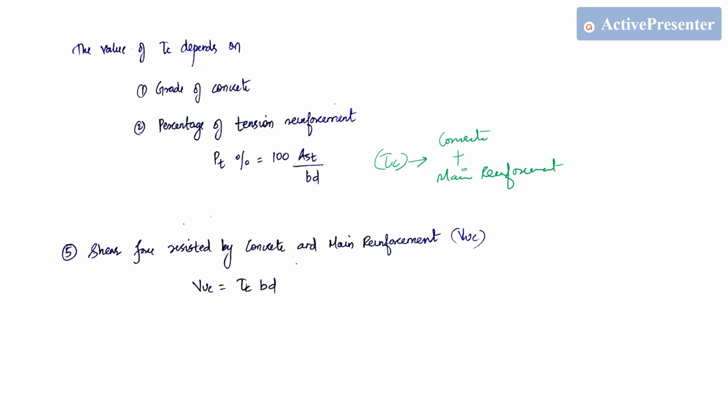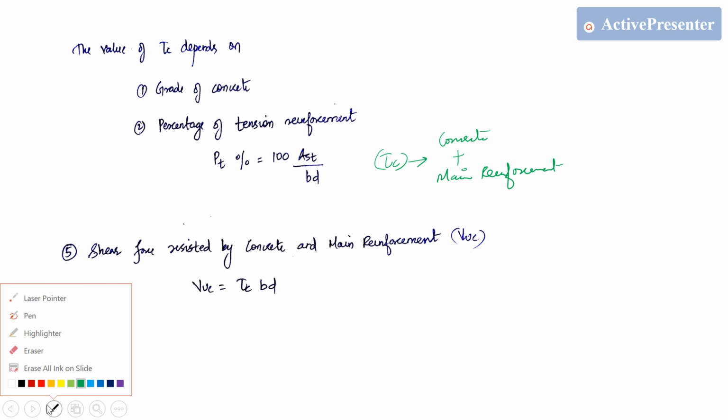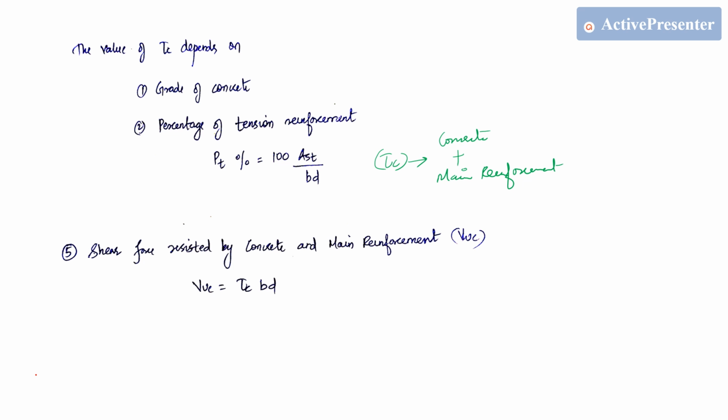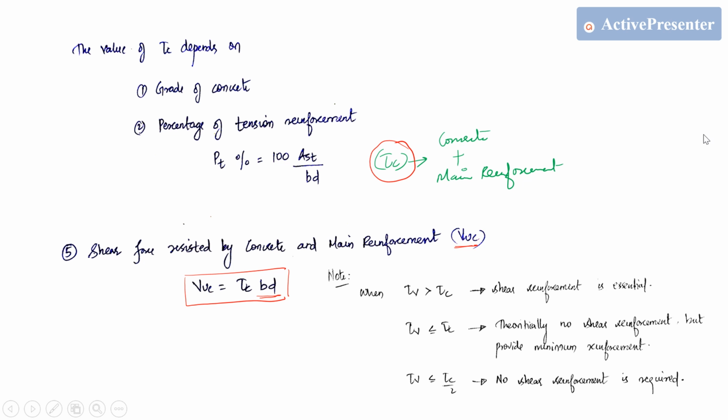So the shear force resisted by the concrete and main reinforcement will be denoted by VUC, V suffix UC. That is the shear force taken by the concrete and main reinforcement. Now you know the value for the shear stress taken by the concrete and main reinforcement; multiplied by the cross section, it will give you VUC. That is the shear force resisted by the concrete. Now tell me, when tau v is greater than tau c, what does that mean?